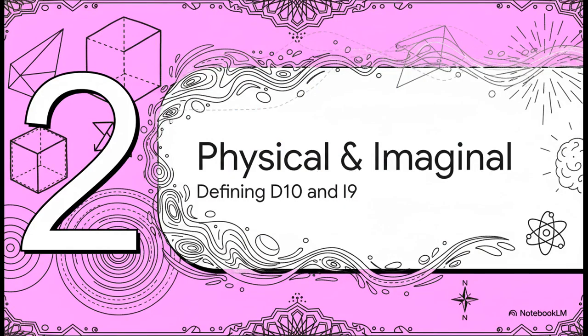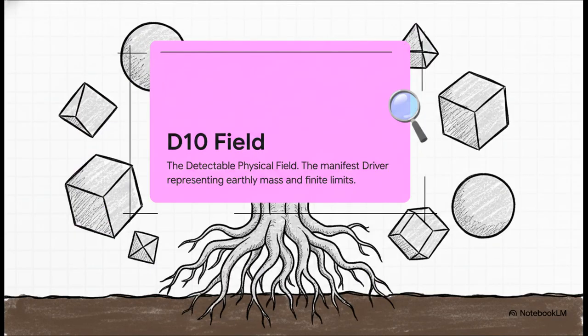Moving on to Section 2, physical and imaginal fields. Let's define the two primary forces in this engine. First up, we have the D10. This is the detectable physical field. You can think of this as the manifest driver. It's everything you can touch and measure: earthly mass, rigid form, and finite limits. The text maps this as the Earth cycle executing life, death, return, and emergence. It's a lot like roots growing deep down into the Earth. It's the tangible, heavy, physical reality we live in.